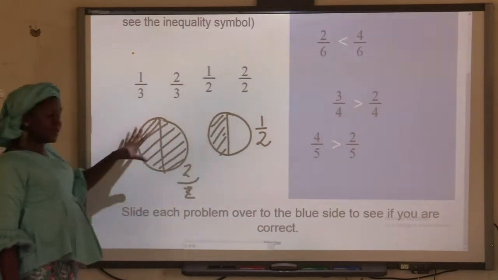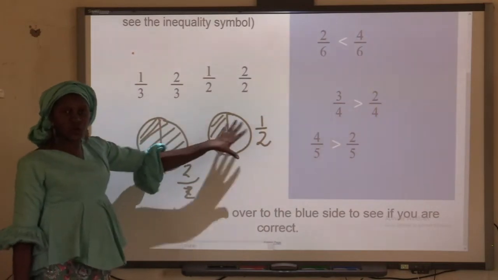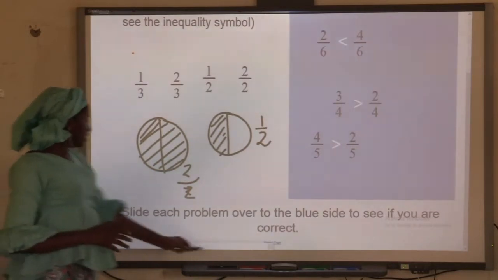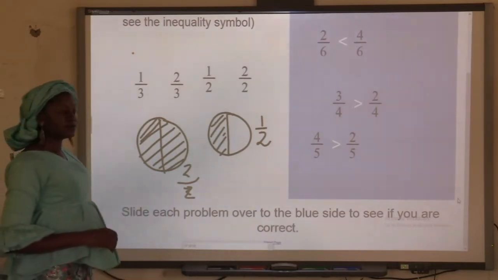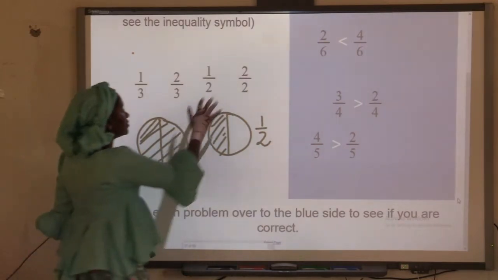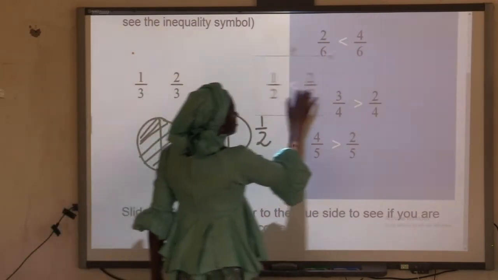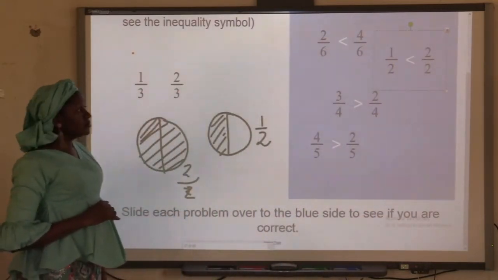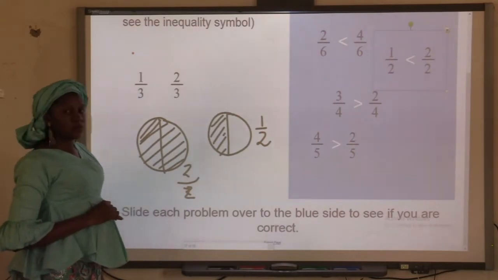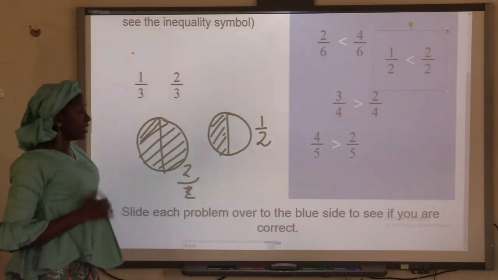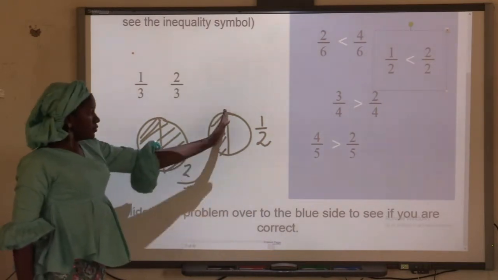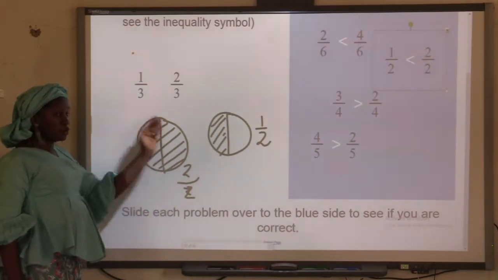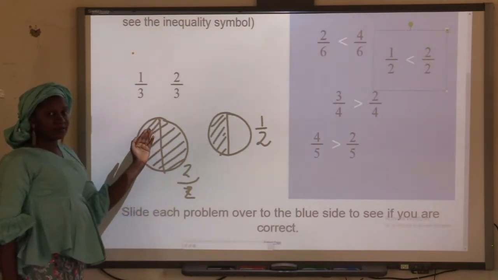Is this greater than this? Or is this less than this? Or are they equal? That is what the question is asking you. So which symbol suits this set? Let me drag it and see. It says half is less than 2 over 2. And that is true because this is half. Only half of the portion is shaded. But where you have 2 over 2, the whole shape is shaded.